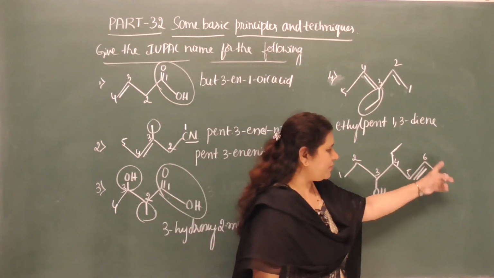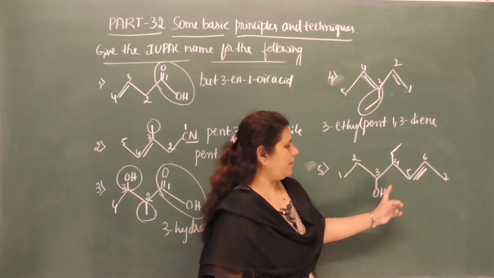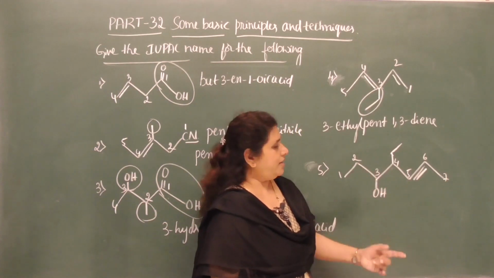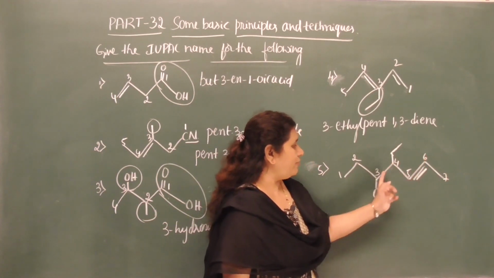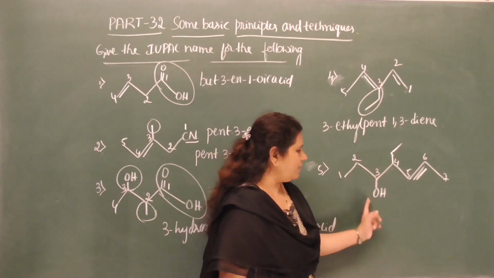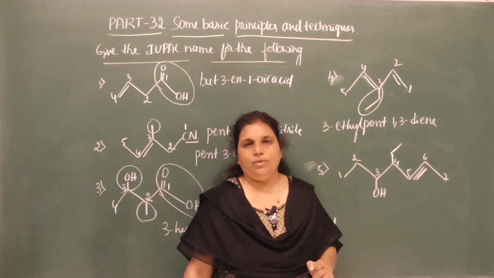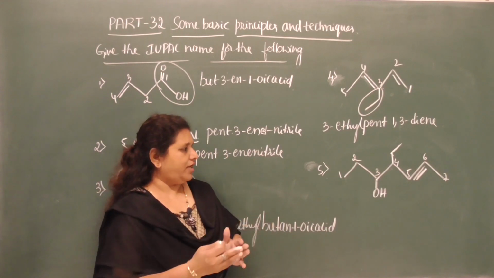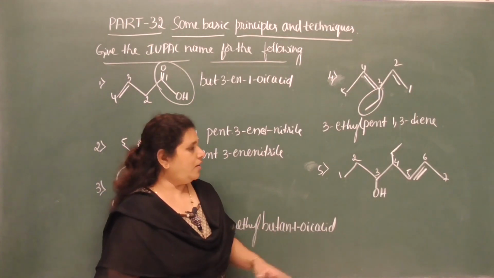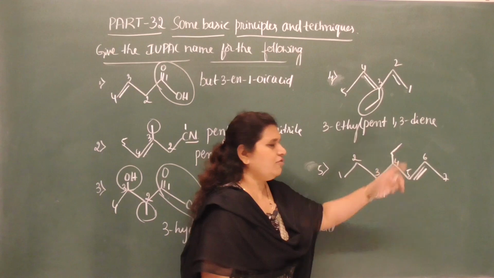Because if you give the number from the other end, the carbon carrying the functional group gets the highest number: 1, 2, 3, 4, 5. And therefore, to give the preference to the OH group, we need to give the locants from left to right. Now what is the prefix here?